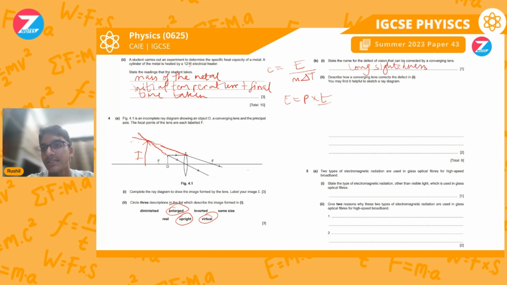It corrects long-sightedness because it basically makes seeing close by objects easier. So that's helpful for those who can't see close by objects easily, and thus they are long-sighted. Part two obviously asks us to describe how a converging lens corrects the defect in A.